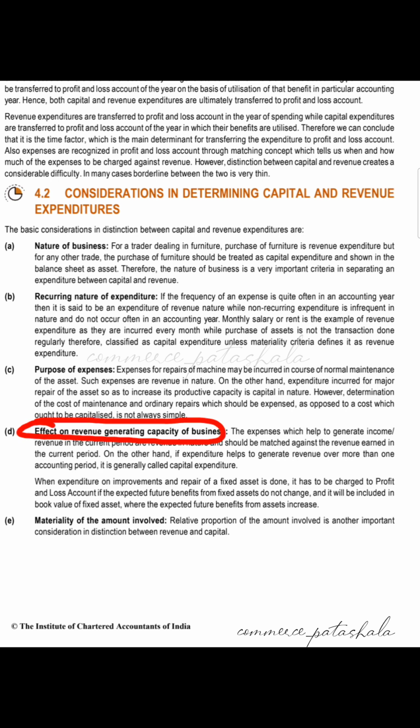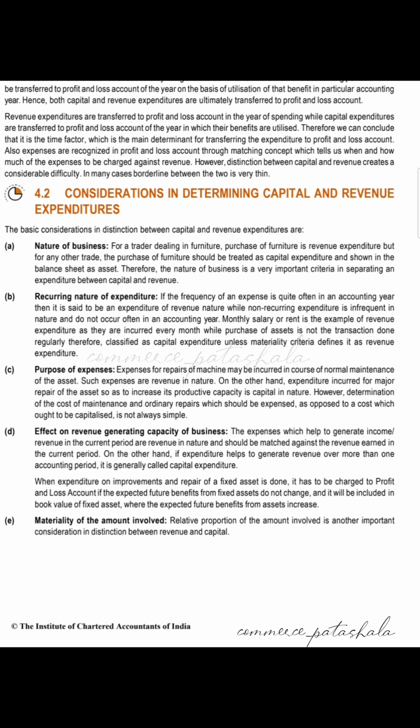Next, the effect on the revenue generating capacity of the business. If the expenditure increases the capacity of the asset, helping it to generate more revenue over more than one accounting period, then we say it's a capital expenditure. But if the expenditure helps you generate income only in the current period, then we say it's revenue in nature.